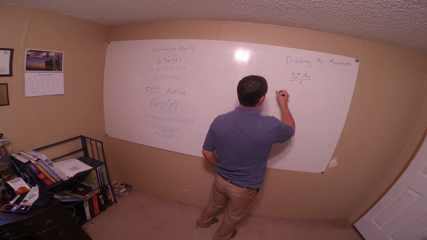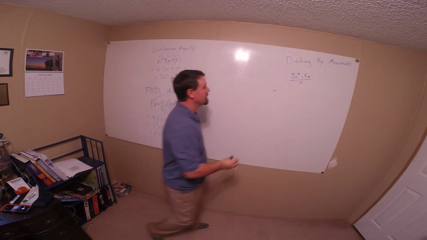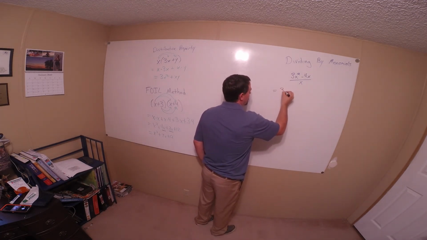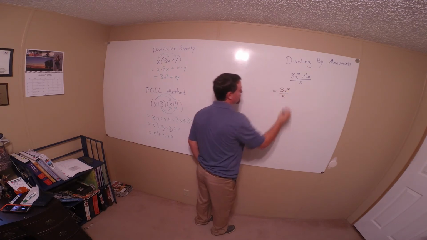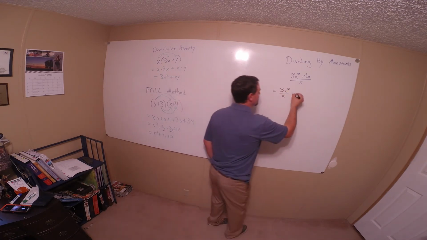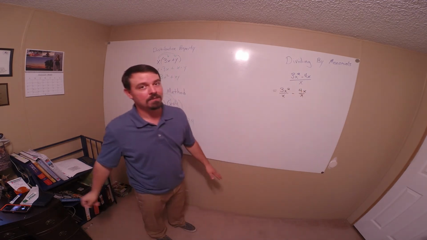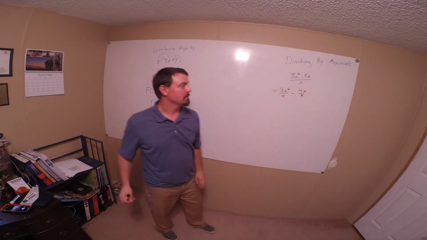Now, there's several ways you could go about doing this. You can do it all at once, but I'm going to break it down into steps. When I divide by a monomial, typically what I'm going to do is separate it. So I'm going to say this is the same thing as 3x squared over x minus 4x over x. I'm going to distribute this x to this and to this, and then I'm going to simplify.